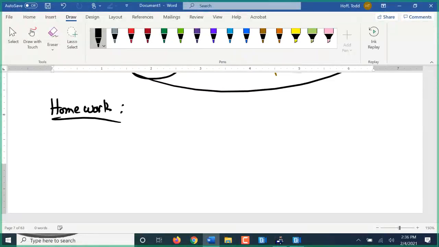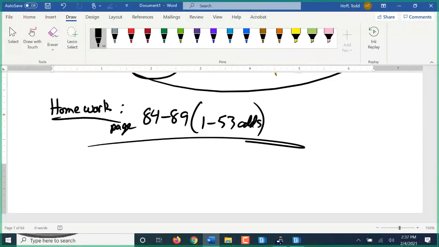The homework for today is page 84 through 89, 1 through 53, the odds. Again, make sure you do some of the basic percent problems there. And then if you're feeling comfortable, jump up, make sure you do some of the word problems.